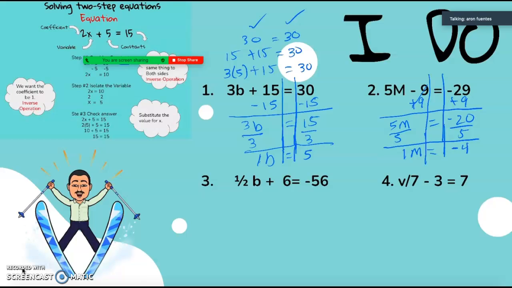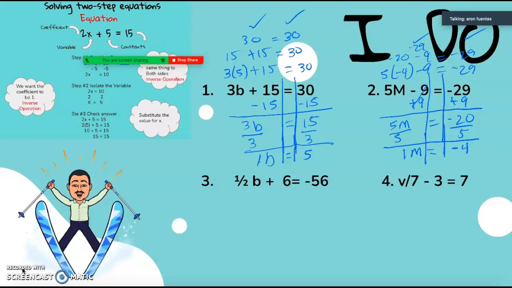Now again, I come back and substitute that -4 for m. 5 times -4 minus 9 is equal to -29. This here gives me a -20 minus 9 is equal to -29. And -29 is equal to -29. I kind of ran out of room there. That's one. -29 is equal to -29.